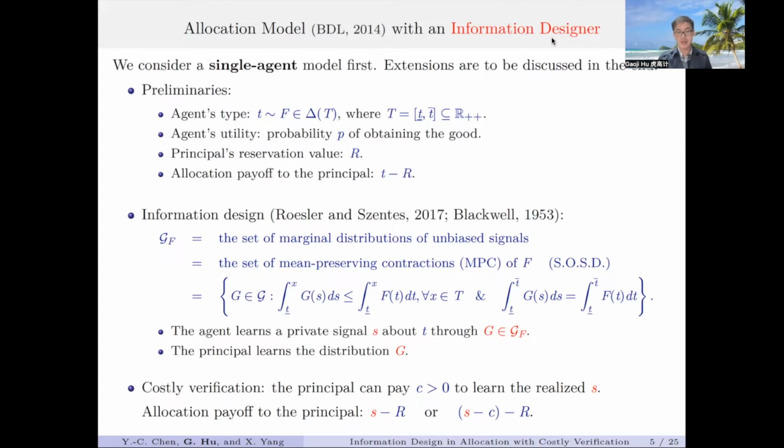Here, I want to say that calculating the allocation payoff using the signal S is actually the same as using the tab T because we care about expected values and the signal S is unbiased. Okay. So here is the timeline. The information designer designs the signal distribution G, and according to the distribution G, the principal designs a mechanism.